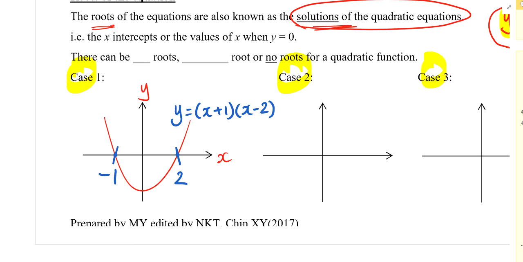Okay, so for example, we could have a graph that looks like this. This is a parabola opening upwards. So please draw this, x and y. You see that it is touching my x-axis only at one point. This point over here.